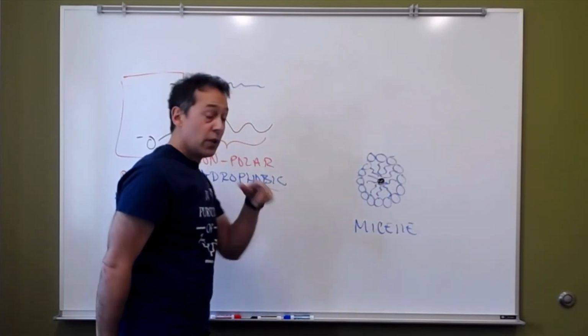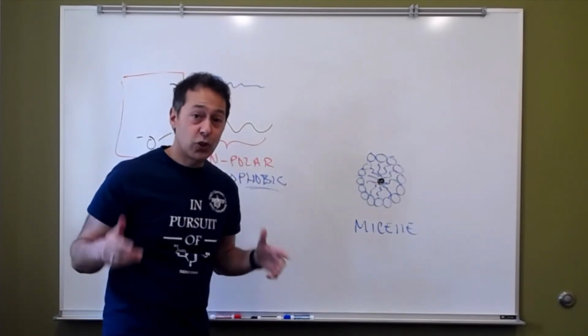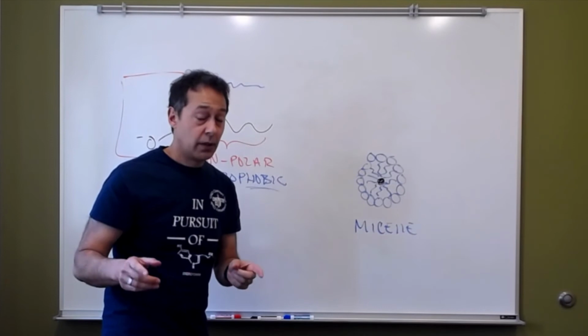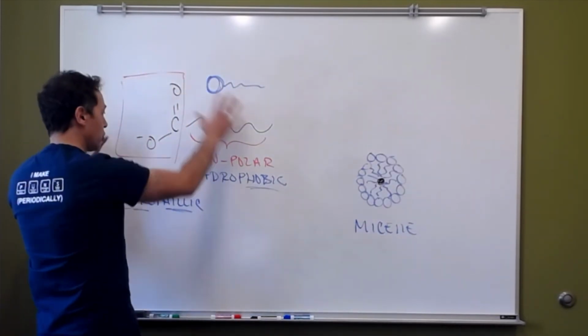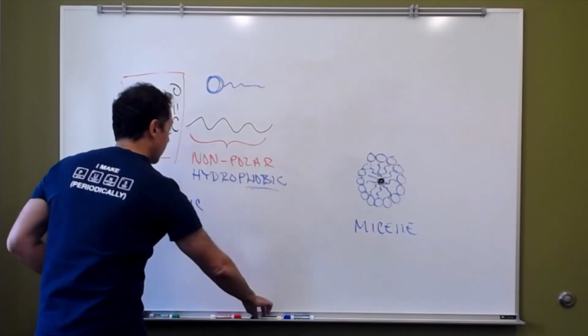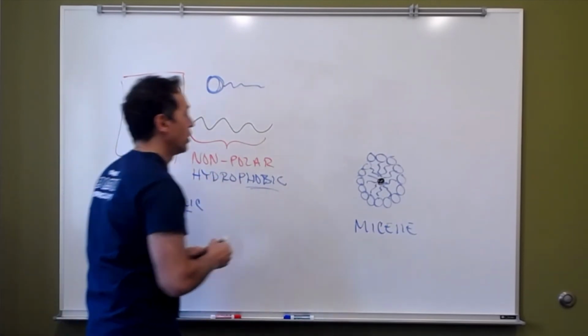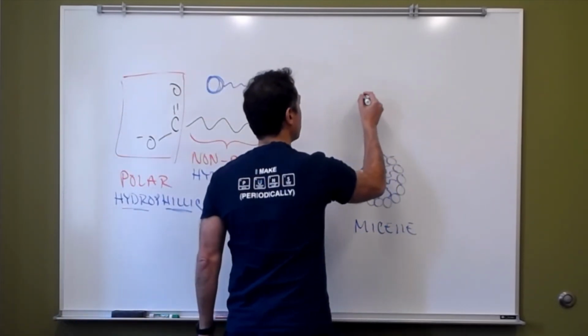Now, you might also be asking, what's the difference between soap and detergent? And I'm glad you asked that question. So this right here is a soap. And a detergent, very similar structure, is going to have a phosphate group on there.